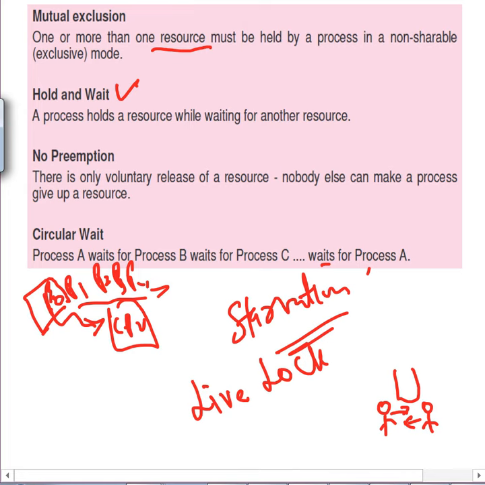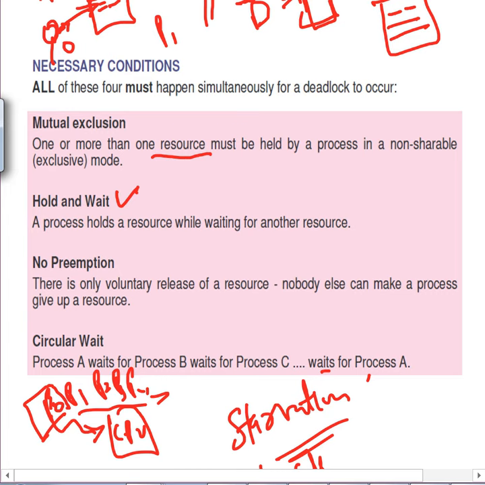Okay, so this thing is called a livelock. But in a deadlock, nothing can happen. So how can we get out of the deadlock?